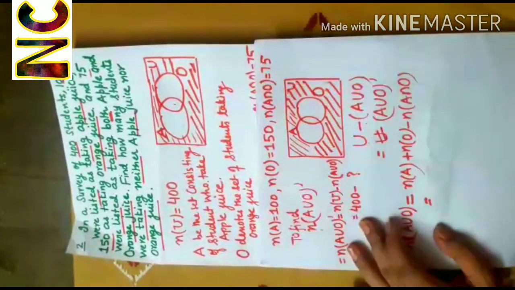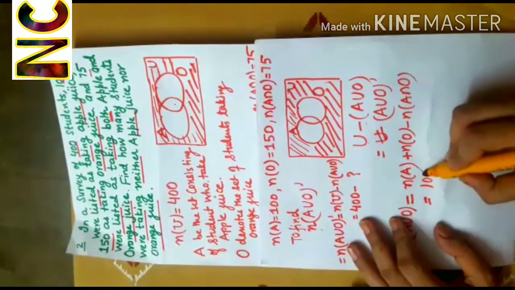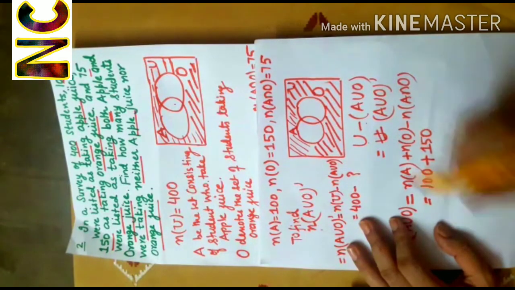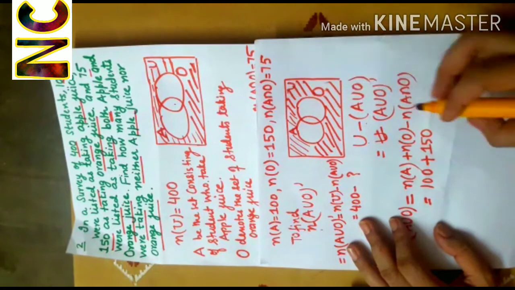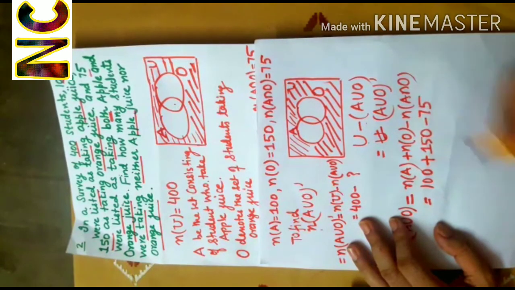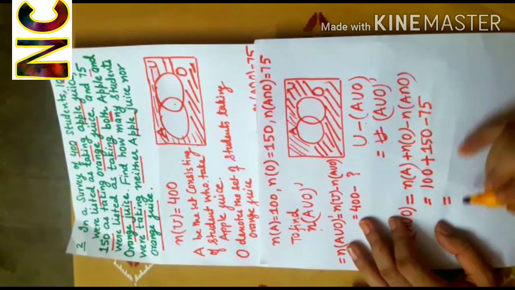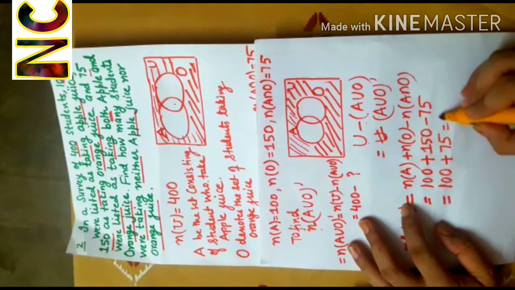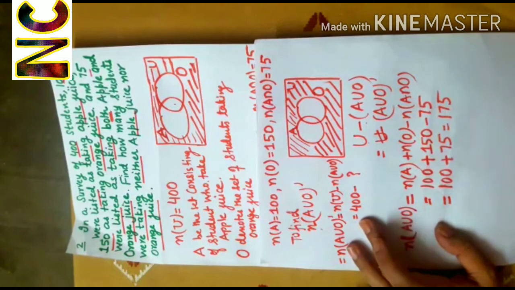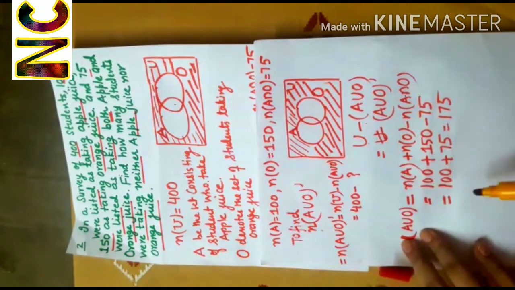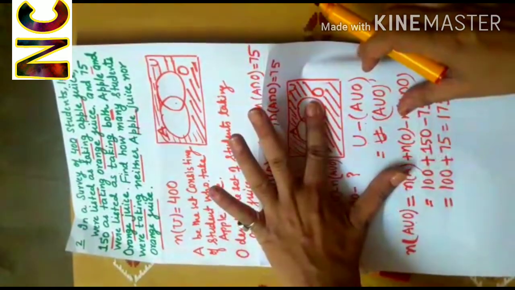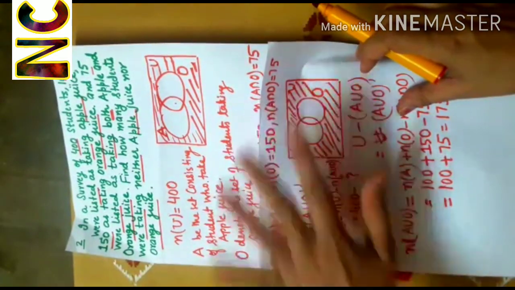Now this is equal to the number of elements in A, it's 100. Number of elements in O, it's 150. Number of elements in A intersection O, 75. So this will be equal to 100 plus 150 minus 75, which is 175. So the number of elements in A union O, that is in this part, there are 175 students.